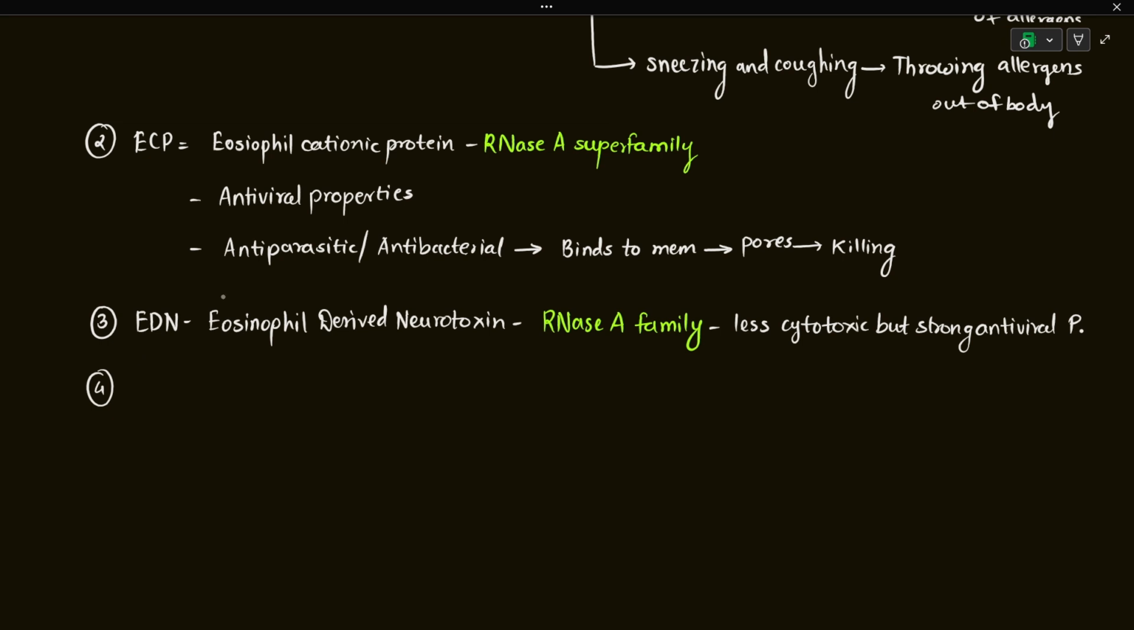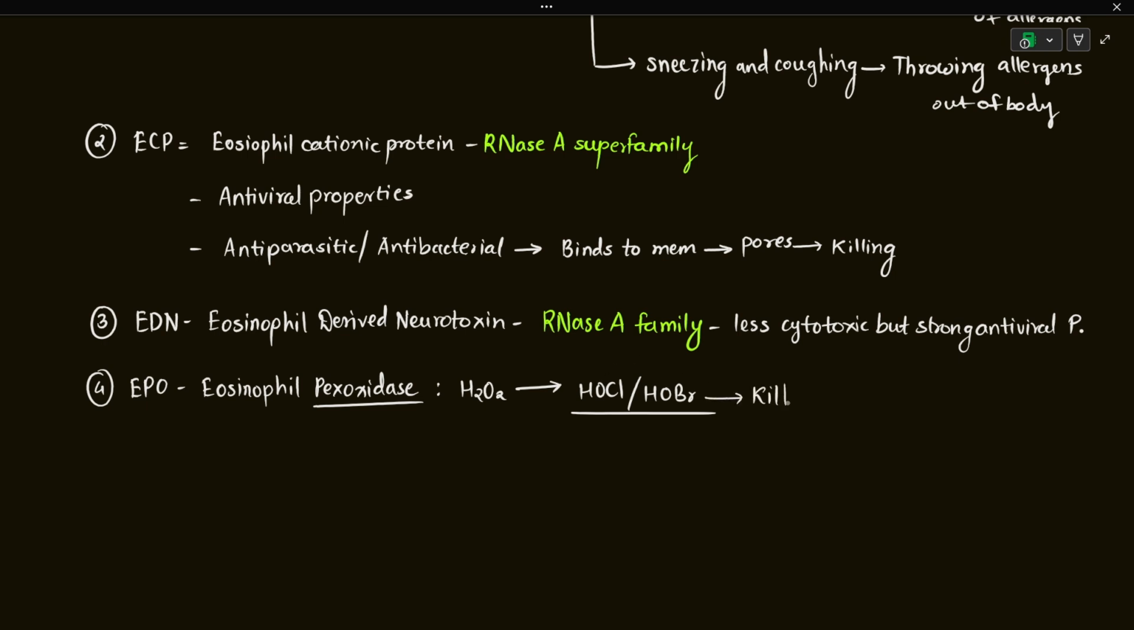Okay. So besides ECP and EDN, the fourth protein that is found in the eosinophil matrix of granules is the EPO, which is eosinophil peroxidase. As the name suggests, it is a peroxidase, meaning it is going to convert the hydrogen peroxide into HOBr, the bleach, which is going to result in killing of pathogens.